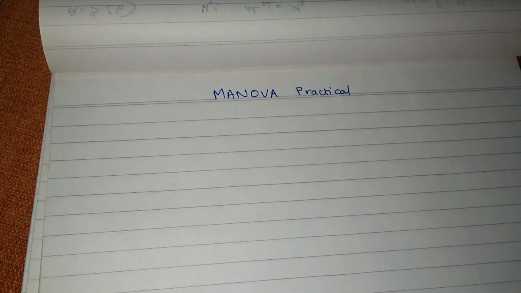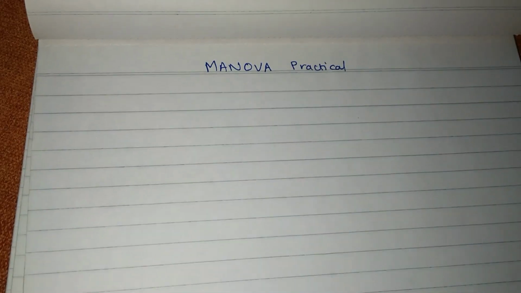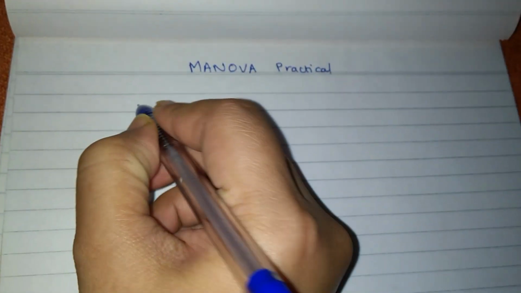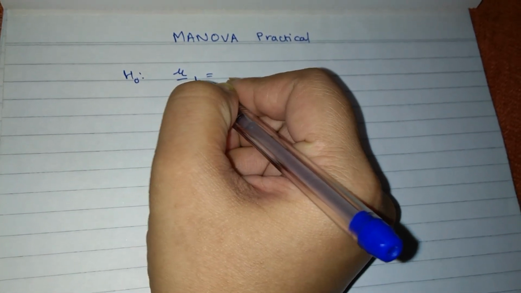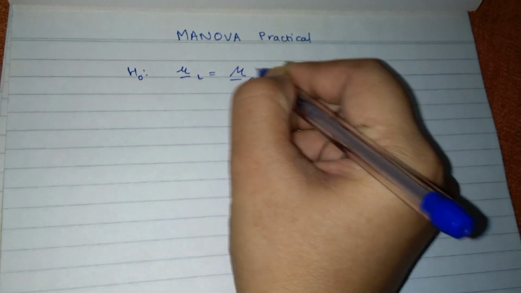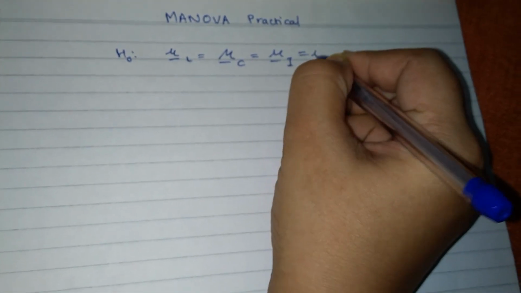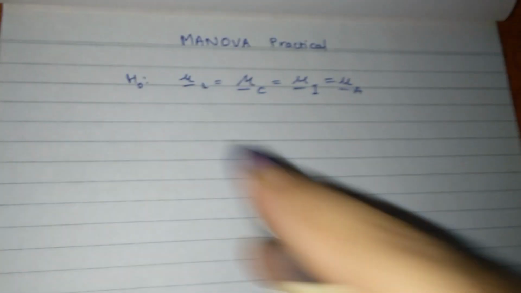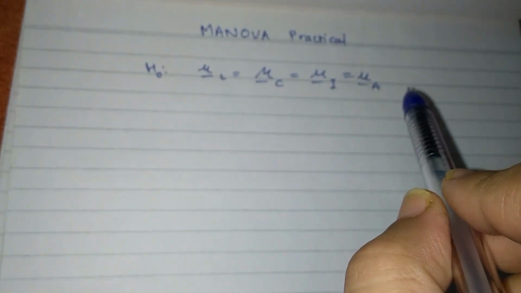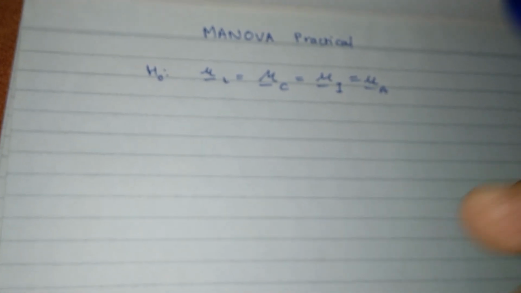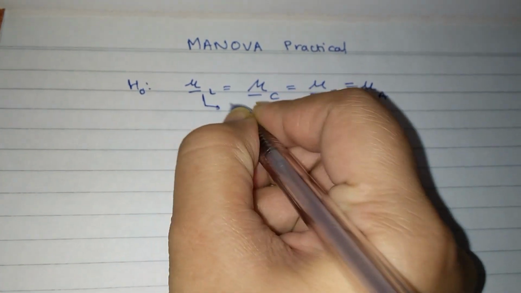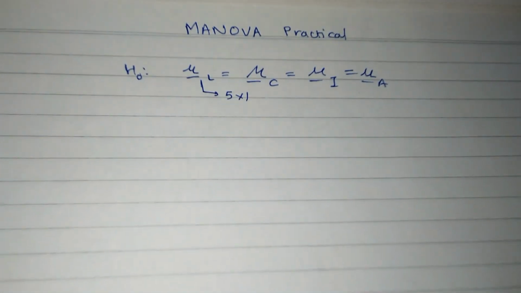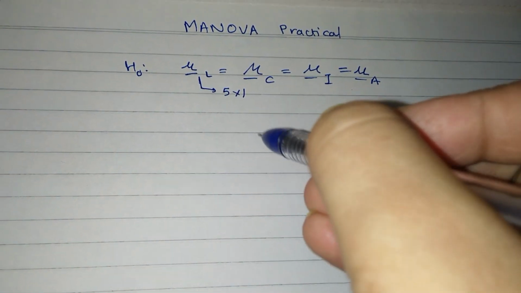So we have data from 4 sites, and the MANOVA null hypothesis says that the mean vectors for each of these sites are equal. That is, my H0 would be mu L, suppose, because the first site name starts with L, equal to mu C for Caldicot, equal to mu I, equal to mu A, Ashley Rails. Okay, so this would be my null hypothesis, that all these 4 vectors are equal to each other. Remember, each of these vectors is of order 5 cross 1 because we have 5 oxides.